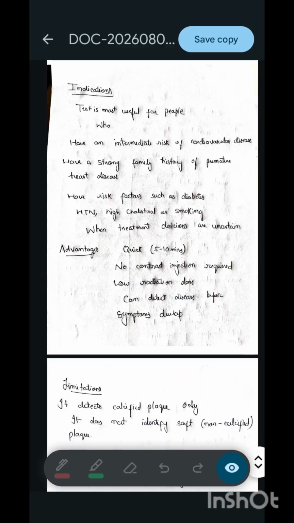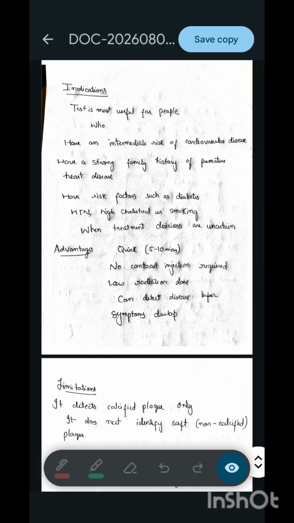Now, indication, the test is most useful for the people who have an intermediate risk of cardiovascular disease. What can be those people? They have a strong family history of premature heart disease, or they have risk factors such as diabetes, hypertension, high cholesterol, or smoking, or when the treatment decisions are uncertain.